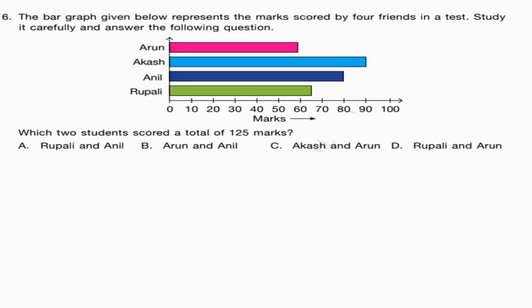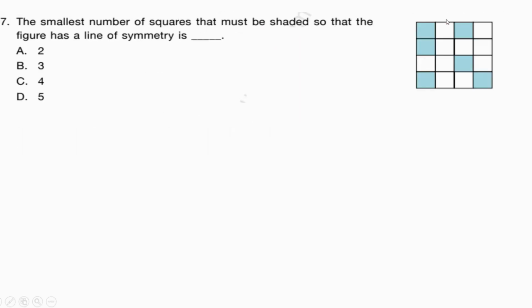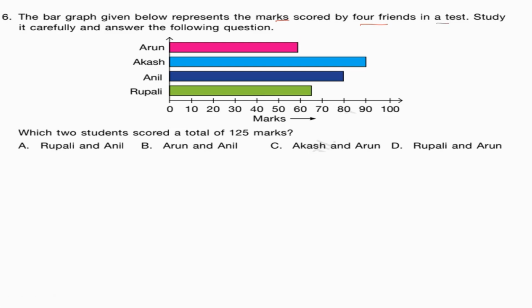Next question. The bar graph given below represents the marks scored by 4 students in a test. Study it carefully and answer the following question. Is this Arun, Akash, Anil, Rupali? They have given the marks scored by the students here. How many marks scored by Arun? I will check with this figure. That will be 60. Akash, 90. Anil, 80. And Rupali is between 60 and 70, 65.